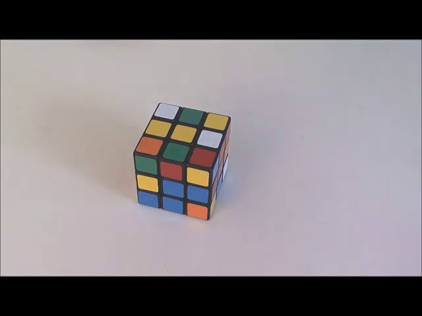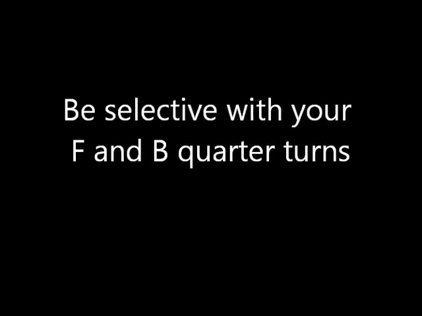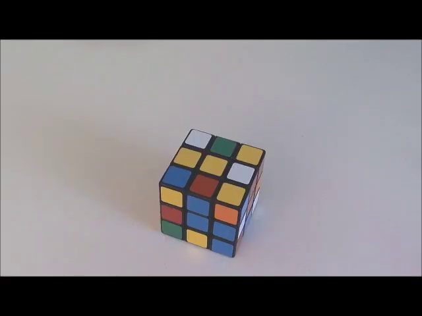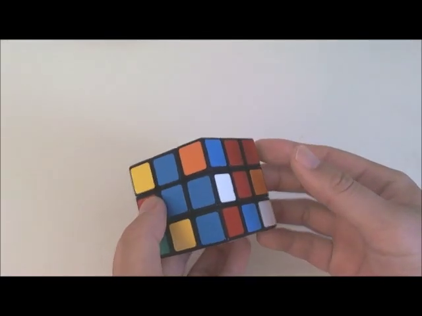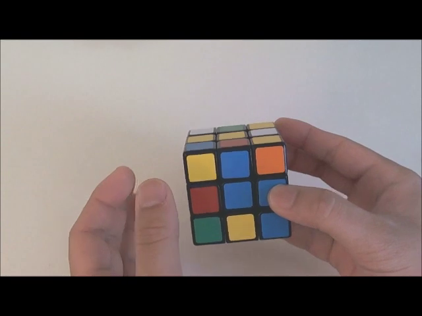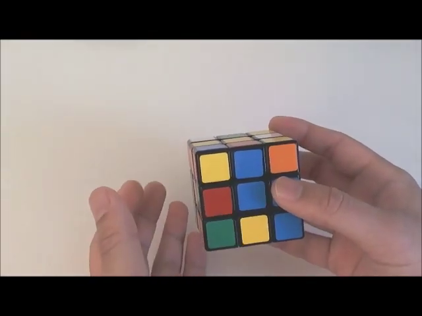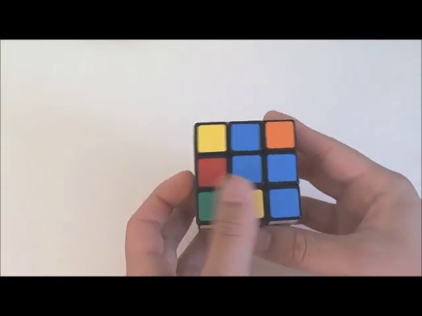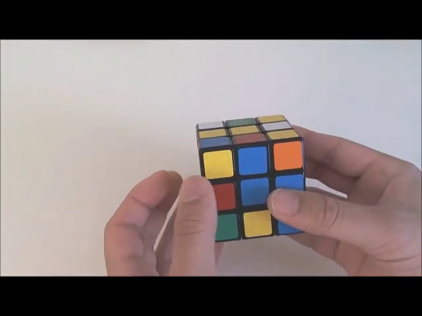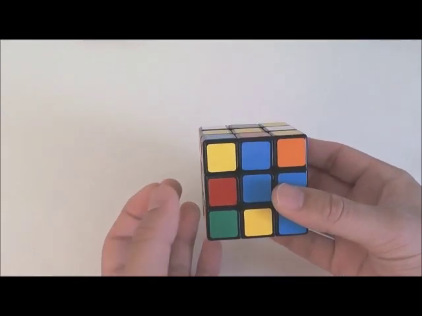Let's start with number 1. Alrighty, so the first rule is be selective with your F and B quarter turns. This is a very, very simple example, but it shows you guys how to be selective, and it really brings that idea to the physical to show you exactly what I mean. You can apply this to more complicated cases, but first let's work through this example.